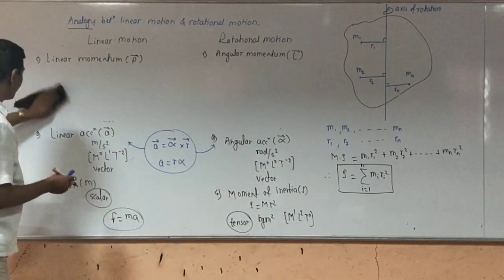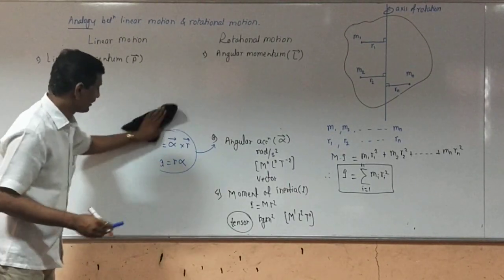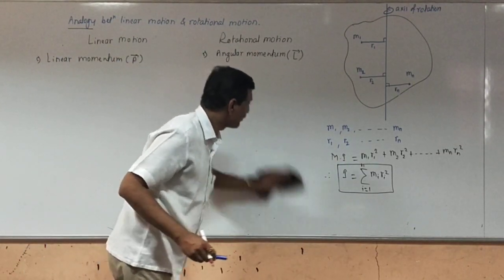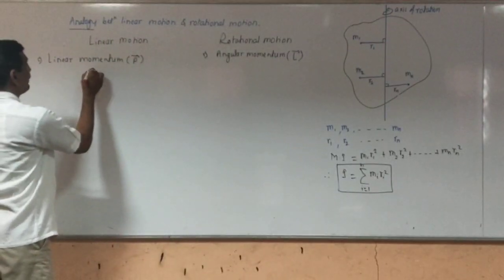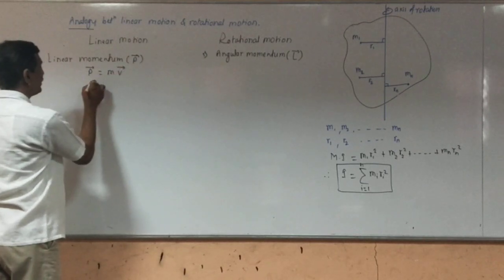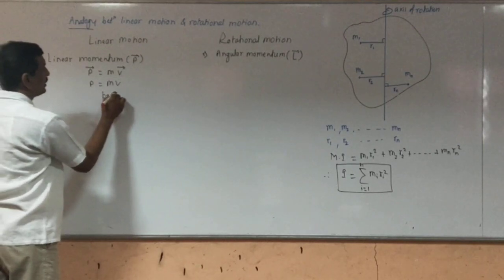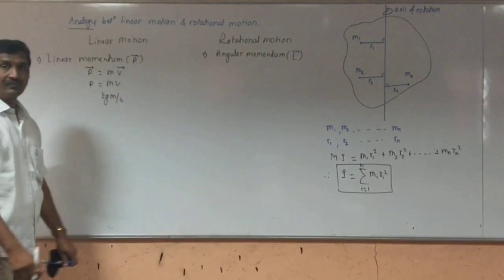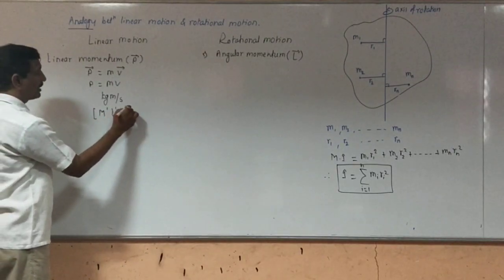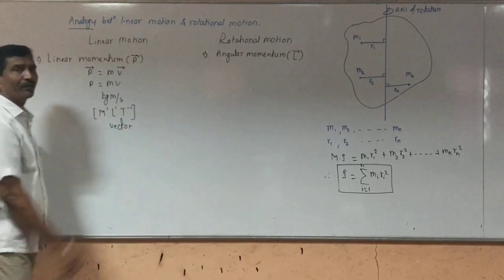You are familiar with the linear momentum. The product of the mass and linear velocity, that is P is equal to mv, is the linear momentum. In vector form, it is P bar is equal to m into V bar, and in magnitude P is equal to m into V. Therefore its unit is kg meter per second. And what is the dimension of the linear momentum? 1 in mass, 1 in length, and minus 1 in time, and it is a vector quantity. This is the discussion about the linear momentum.